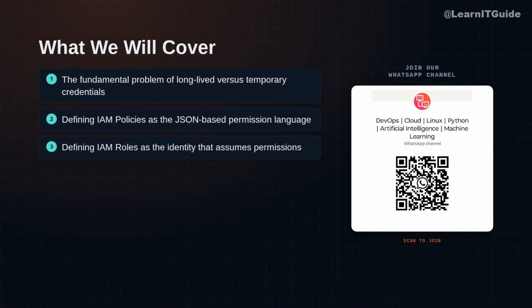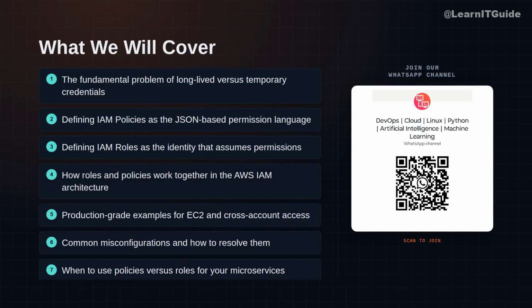Specifically, we will look at credential life cycles, the structure of JSON permissions, and how roles act as a bridge for temporary access. These are the topics we are going to cover in this video, so do not skip ahead. Watch all the way through to actually understand this properly.